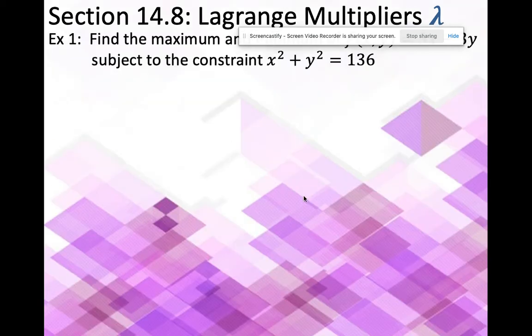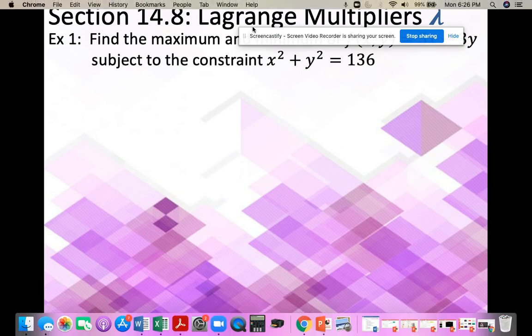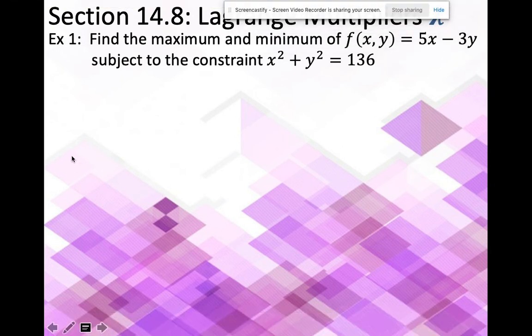So let's try one. Find the max and min of this surface, 5x minus 3y, so up there in z space, given this constraint, another circle. If you want to pause the video and see if you can do this, or see how far you get. I'm not going to ask you this, but I do need to know the extreme value theorem applies. And I don't have any places where my partials are undefined.